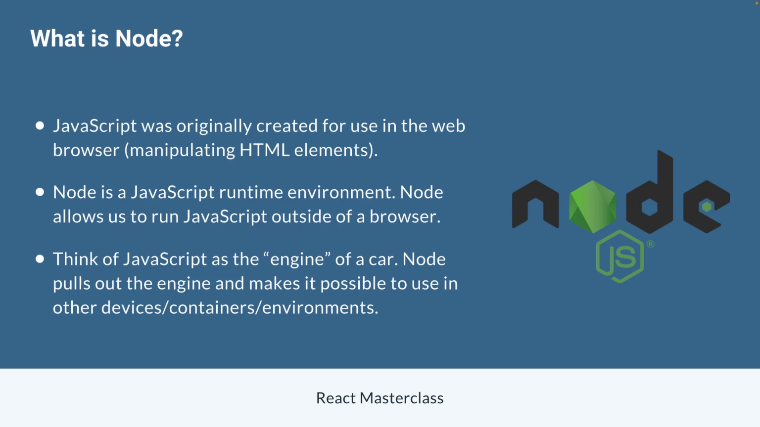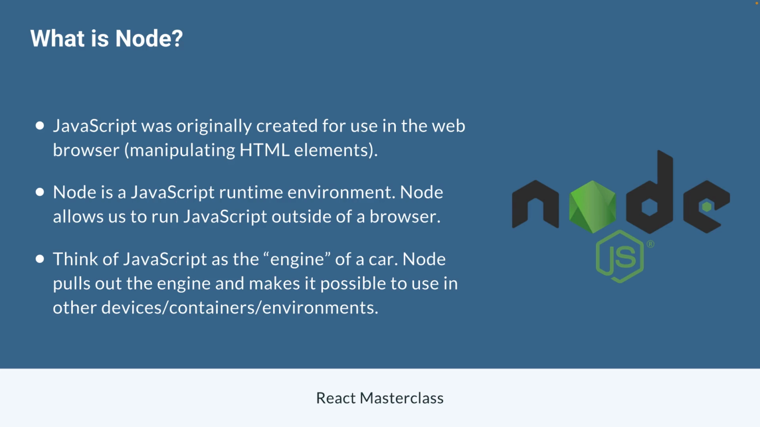So an analogy that I can provide here is you can think of JavaScript as the engine of a car, in this case, the car being the browser, and Node simply pulls out that engine, JavaScript, and it makes it possible to use it in other devices or containers or environments. So now we can use Node like any language, like Python or like Ruby or like Java. It doesn't just need to be used in the use case of the browser, although it most certainly can be, but it's now more versatile and is now capable of solving multiple problems in different domains, right?